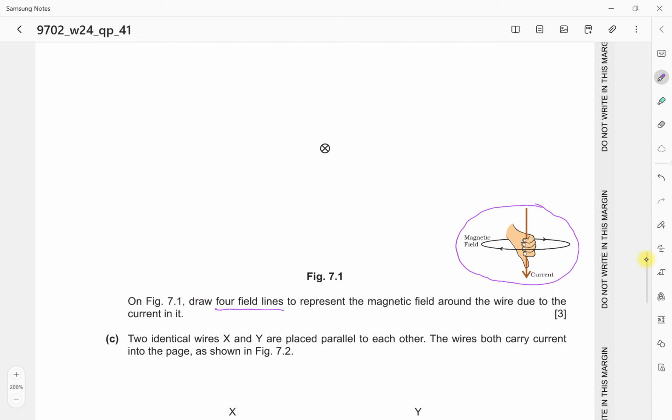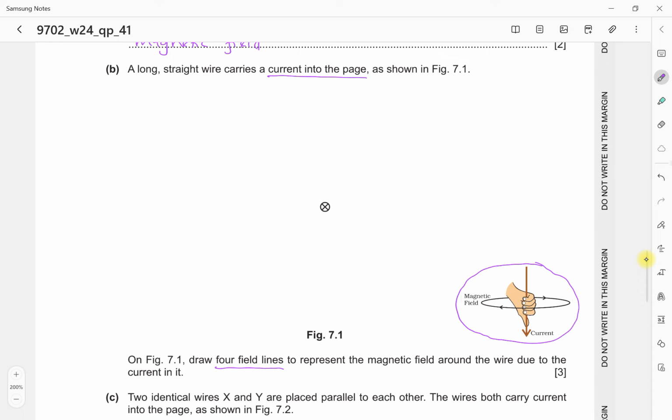And of course, we know that the magnetic field pattern around the wire are concentric circles. So they said 4 field lines. So I'll draw concentric circles around the wire. I always encourage my students to use a compass so that the concentric circles look very beautiful and uniform. Me, I'm using a free hand, but it's good when you use a compass to demonstrate this.